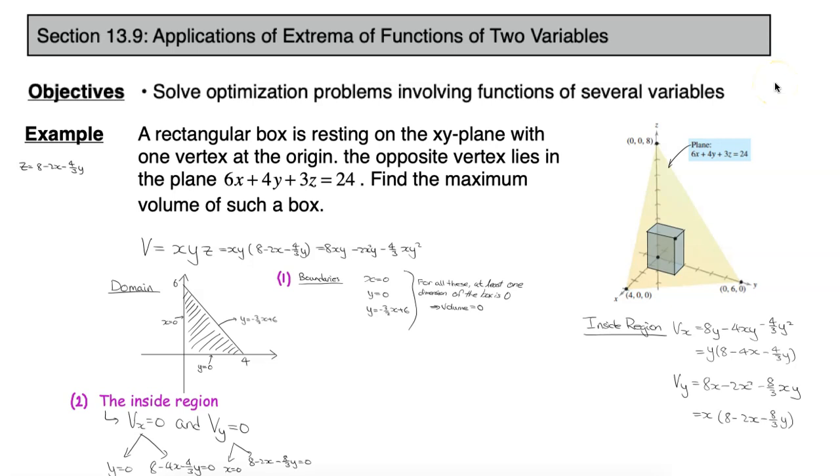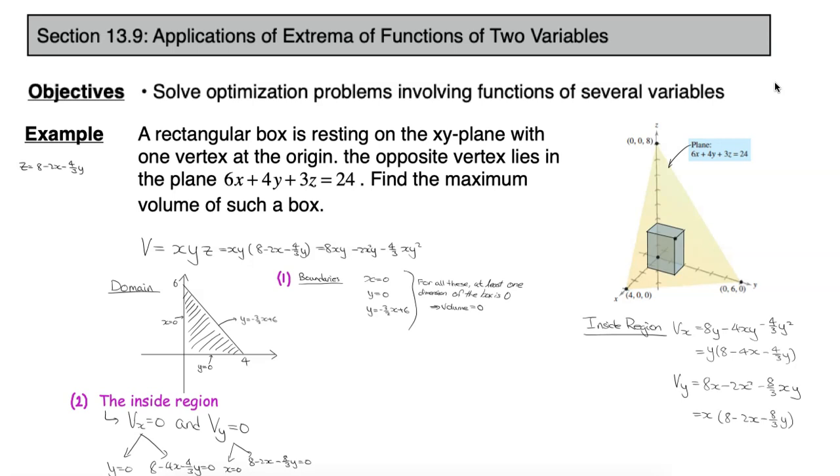Hello, today we're looking at section 13.9, applications of extrema of functions of two variables. There's just one objective, and that is to solve optimization problems. This is very similar to solving optimization problems in AP Calculus AB, for example. To me, it's one of the most rewarding things we can do.